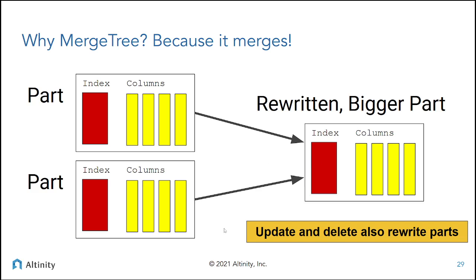Important point, when you do updates and deletes, they have to actually rewrite the parts. Updates will only rewrite the columns that they affect, but deletes, for example, when you're removing rows, have to rewrite the whole part. So that requires the same process, and that's one of the reasons why they're asynchronous now.